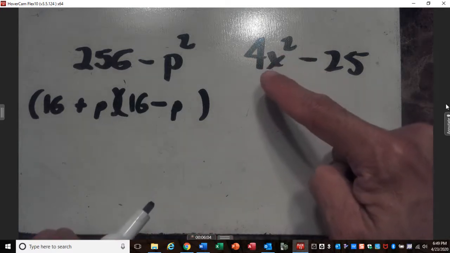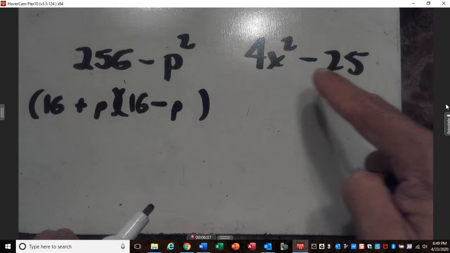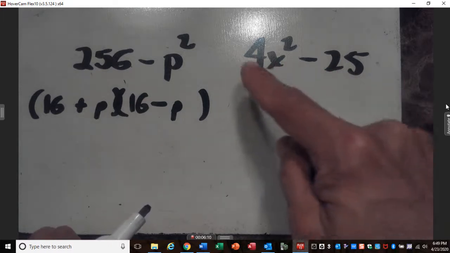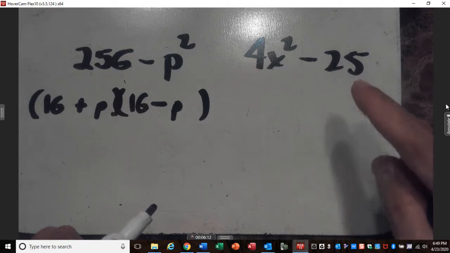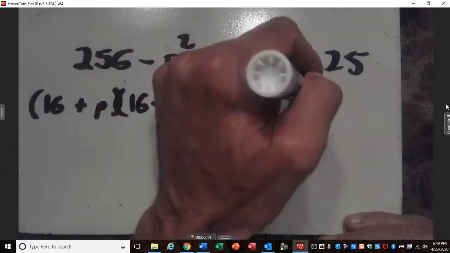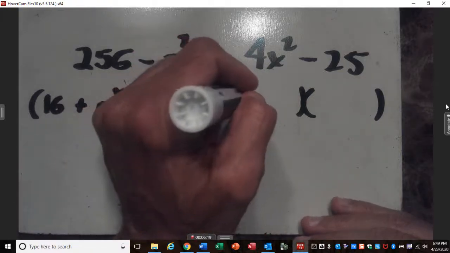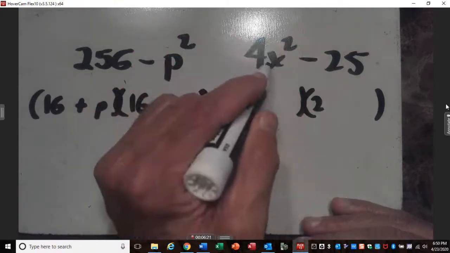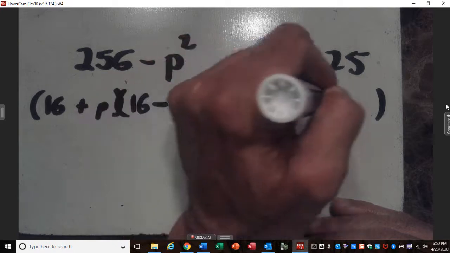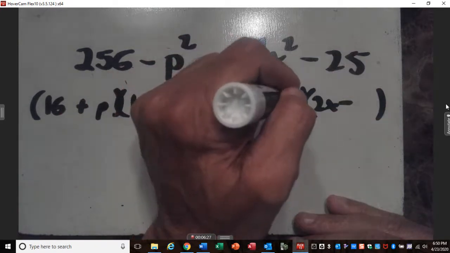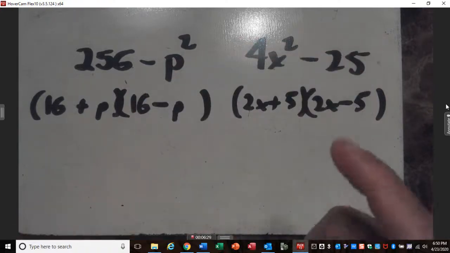Sometimes you'll have a number in front. Well, if that number is a perfect square, you're in great shape. Remember in the last video I said always try to factor something out. Well, you can't factor anything out here. But 4 and 25 are perfect squares. So what you do is everything's square root. So take the square root of 4, 2 and 2, x squared, x and x, plus and minus, and then 5 and 5. And we're done.